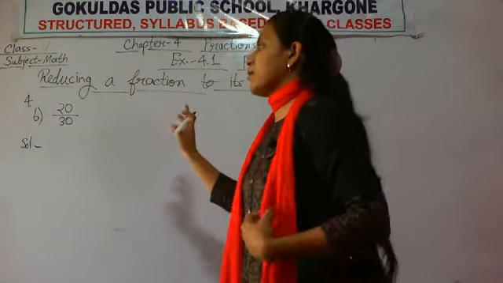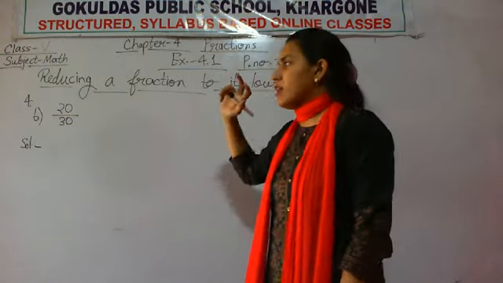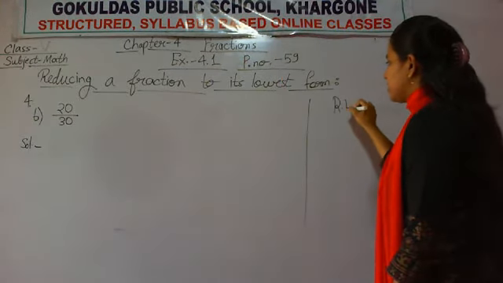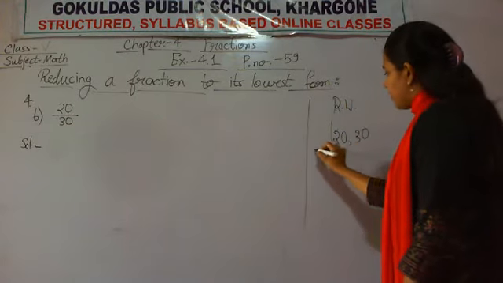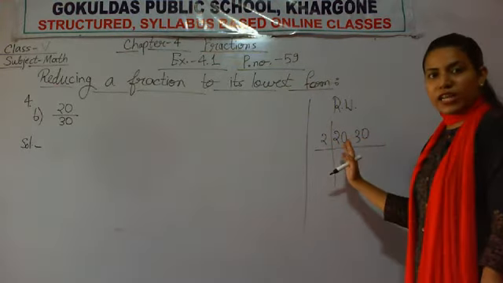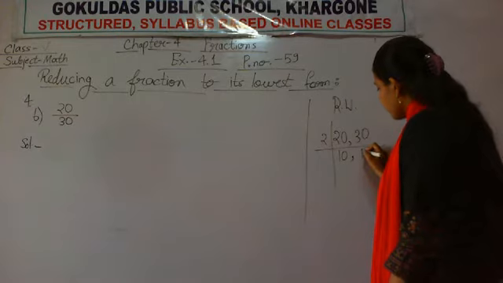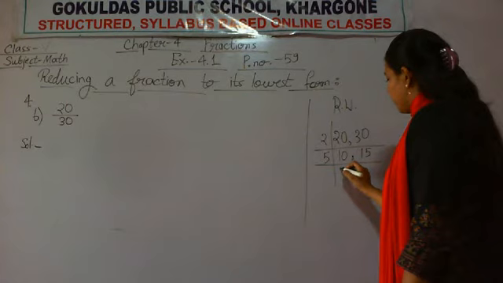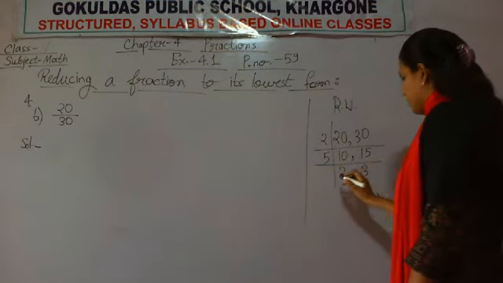The very first step is you will find the HCF of the two given numbers, the HCF of numerator and denominator. So let us find the HCF in rough work. By 2, both the numbers are divisible, both the numbers are even, so I am dividing by 2. 2 tens are 20, 2 fives are 10. Now it is divisible by 5. 5 twos are 10, 5 threes are 15.